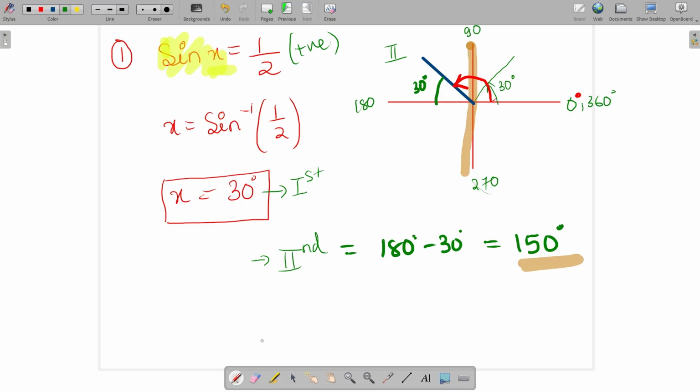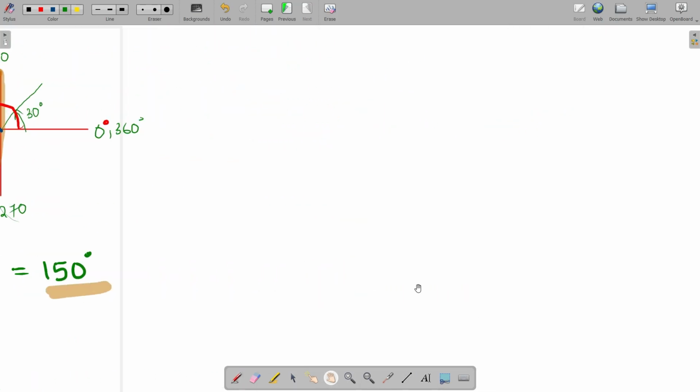How do we check whether the answer is correct? You can substitute the value of x as 150, see whether sine x is equal to 1 by 2 or not. It is. Okay, this is how we check. Especially in trigonometry, you have to have a habit of checking the answer. So that means the two values of x at the end you will write 30 degree and 150 degree. Okay, let's do few more questions to understand this concept clearly.